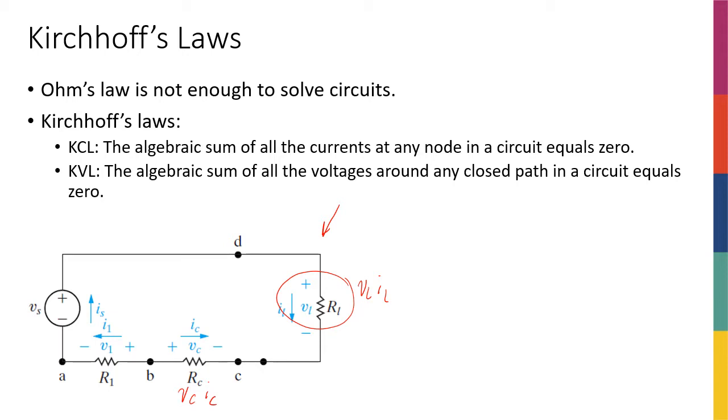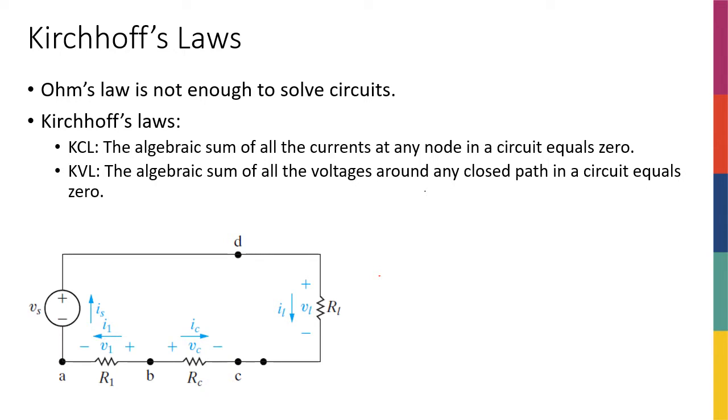I need to know how IL and IC and I1 defined like this, and then IS are related, and how they are related to different voltages that you can see in blue in this schematic, right? So that is where Ohm's law is not enough, and we need another set of rules or laws. So that's where Kirchhoff's laws become very useful and they come into play. Let me erase these notes.